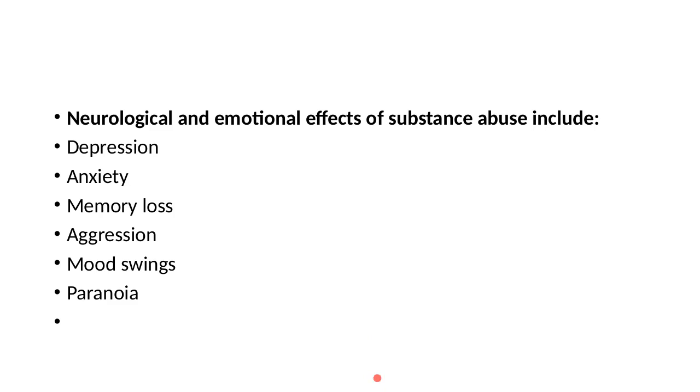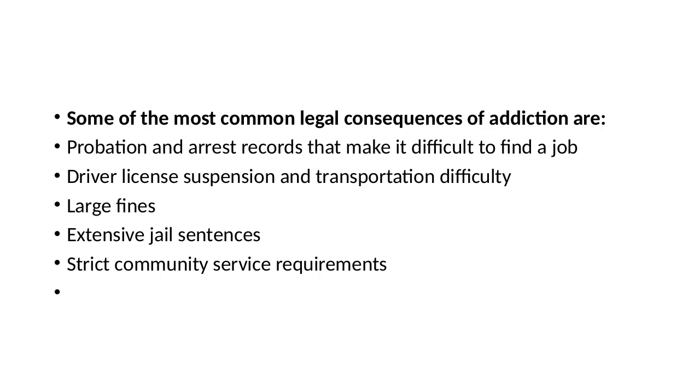Then you have some neurological and emotional effects of substance abuse. We have depression, anxiety, memory loss, and aggression. Being aggressive is not bad, but when you have an excess of it, definitely it will affect yourself. Then we have mood swings, we have paranoia. So these are some of the neurological effects you might suffer when abusing these drugs.